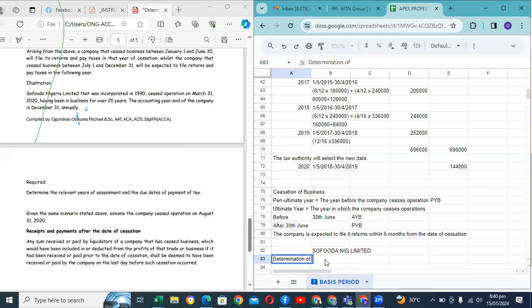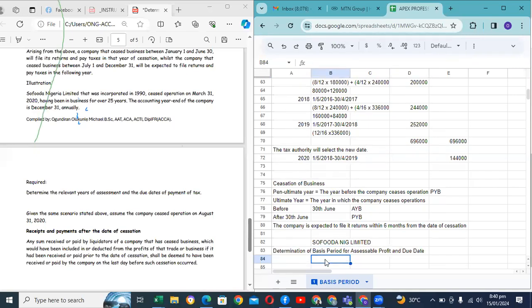So we are doing two questions now. Determine the basis period for assessable profit and the due date. Basis period, assessable profit, and we have the due date.